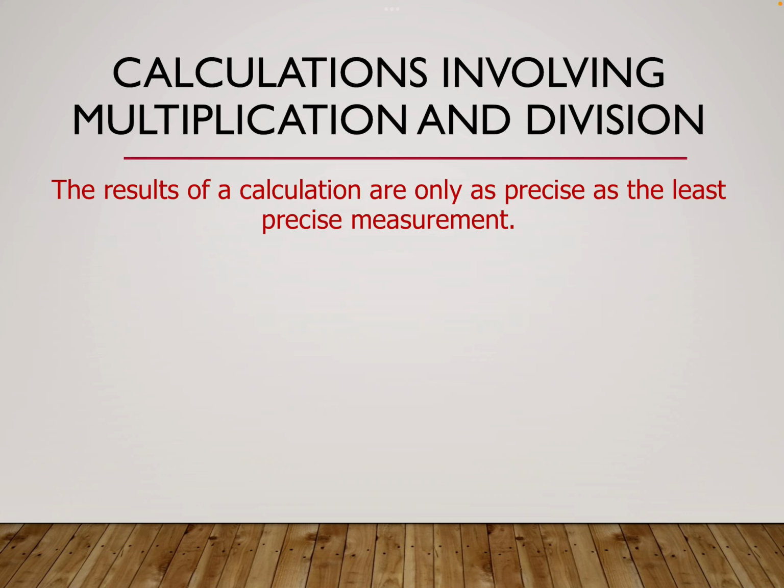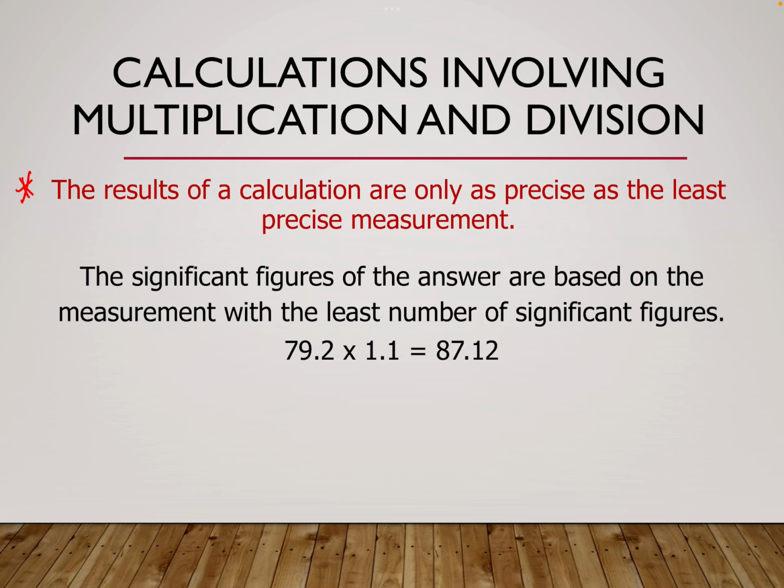So when we're looking at significant figures in calculations, the rule is the results of a calculation are only as precise as the least precise measurement. And I think that makes sense. If we don't make a very good measurement, then if we go and do some math with that measurement, we can't make it more precise than our measurement started off, right? We have to keep that same level of precision after we do math with that measurement. So that's what we're going to look at here.